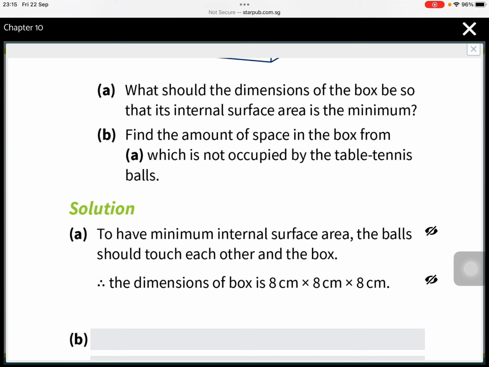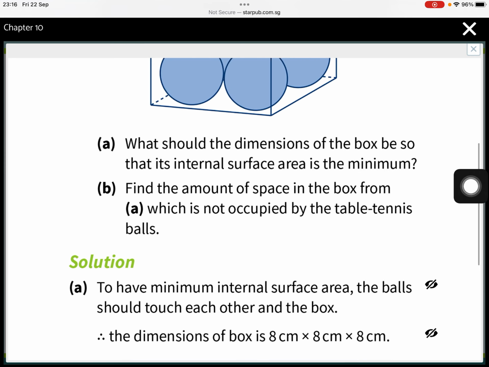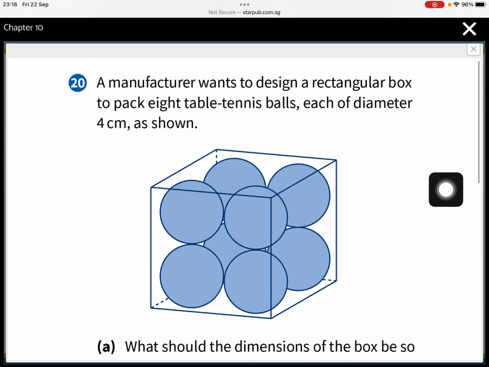So always remember, when it comes to these last few chapters, take note of your units, be it in terms of cm, mm, meters, or whatever. Find the amount of space in the box from A which is not occupied by the table tennis balls. I think this is also pretty straightforward. You just have to find the space that is not occupied by the balls.